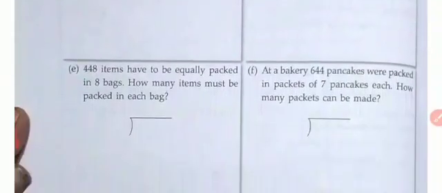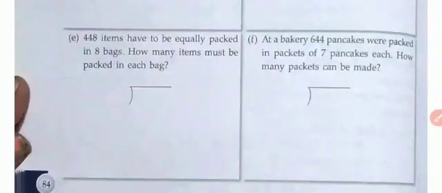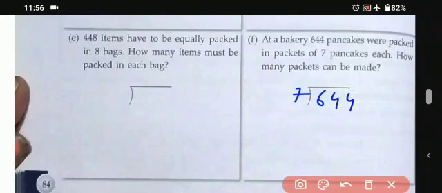That is this one. At a bakery, 644 pancakes were packed in packets of 7 pancakes each. How many packets can be made? So in this also we have to do the same way. So we have to write 7 here and 644 here. Okay, so we have to find out the smaller number which comes after 64. So that is 63.